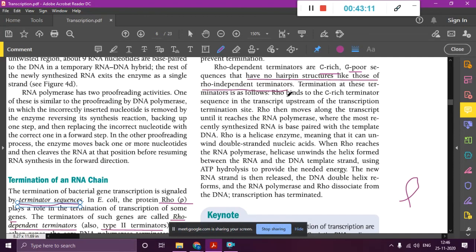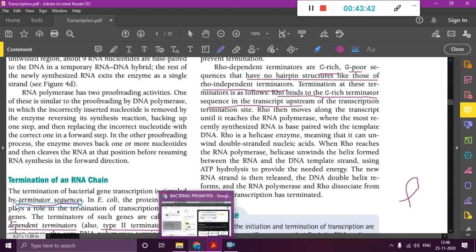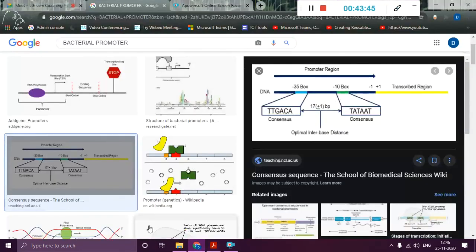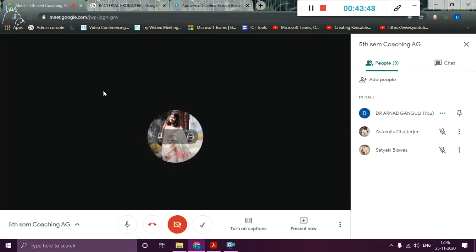Termination is as follows. Rho binds to the C-rich terminator sequence in the transcript, and the RNA polymerase is dissociated. Basically, that's what happens. Rho comes and binds to the rho dependent terminator, and it is the end of transcription. The RNA polymerase leaves. And in rho independent, in the mRNA, a hairpin is formed and the RNA polymerase leaves. So there are two types of transcription termination. So this basically ends the chapter.